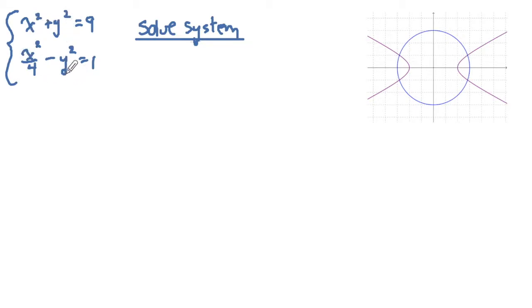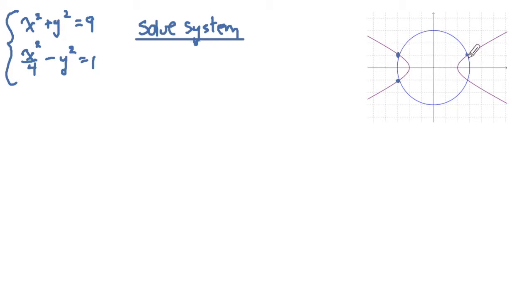Alright, so this one's pretty simplistic. All we have to do is add the two equations together. The y squares will cancel, and we just have to solve for x squared. Now over here are the two graphs. This one is x squared over 4 minus y squared equals 1. It's called a hyperbola. The top one obviously is a circle with a radius of 3 centered at the origin, so that's this graph. And notice they intersect at 4 different locations.